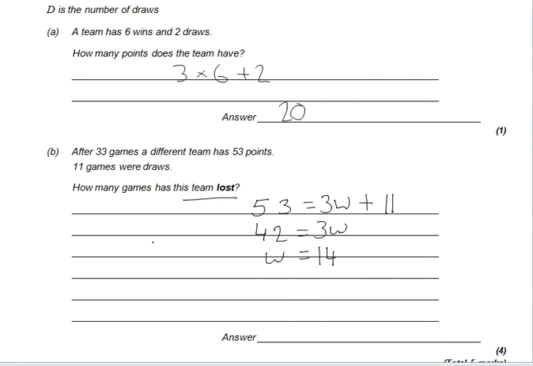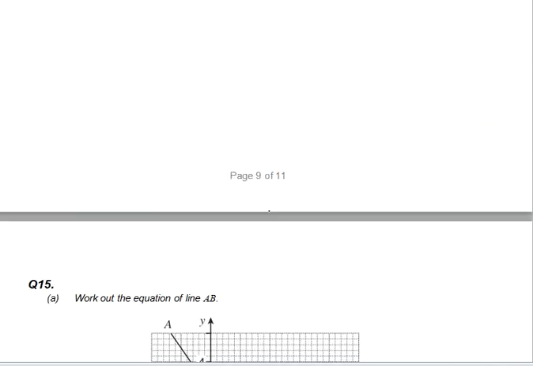Problem is, it's asking for the number of losses, so if we take 11 plus our 14, we end up getting 25. Take that away from the 33, means that we end up with 8 games that were lost.